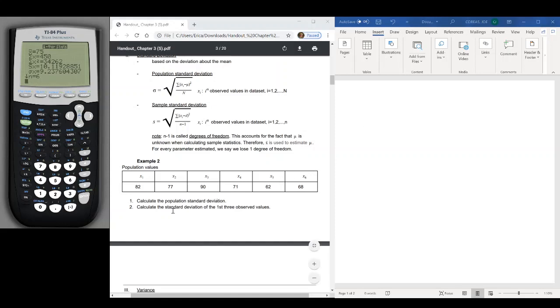Now notice in example 2, question 2, calculate the standard deviation of the first 3 observed values. Now the calculator gives us 2 types of spreads. We need to interpret which one we need. Do we need population or do we need sample? And again, large group, population, but we're taking a subset of it. That means we're taking a sample.